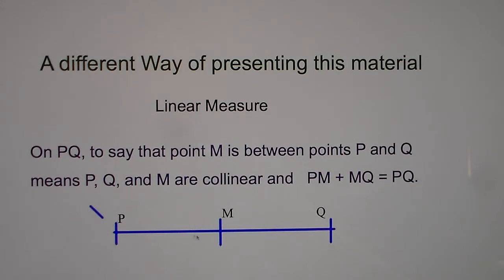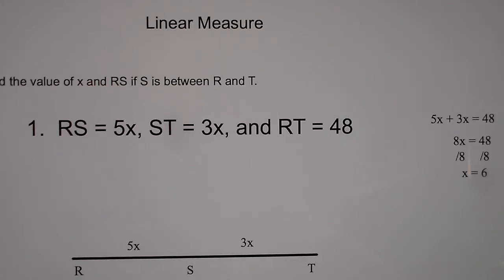So they're saying, in words, they're describing this picture. So we have to change the words and make a picture out of it. I have to make a model. So PM, this length, plus MQ, this length, is equal to PQ. So it's the same thing that we've been doing. Just given to us in words. Alright, so now they have RS is equal to 5x, ST is equal to 3x, and RT is equal to 48.